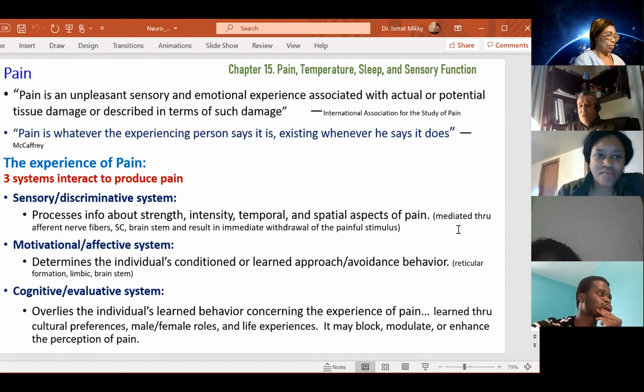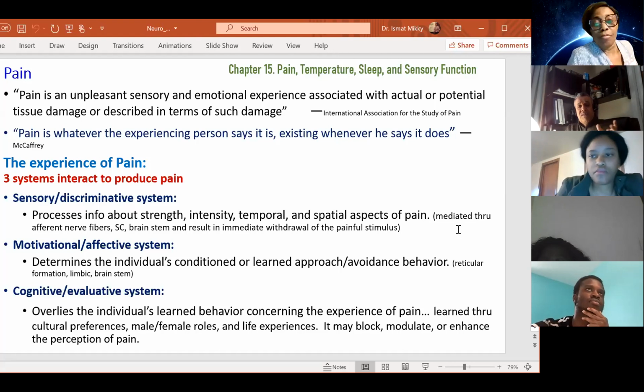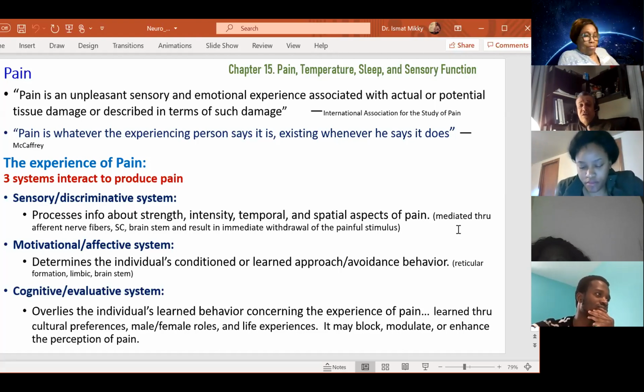This slide is just to show you the sensory discriminative system, which processes information about the strength, the intensity, and the temporal and spatial aspects of pain. The second is the motivational affective system, which determines the individual's conditioned or learned approach and avoidance behavior.